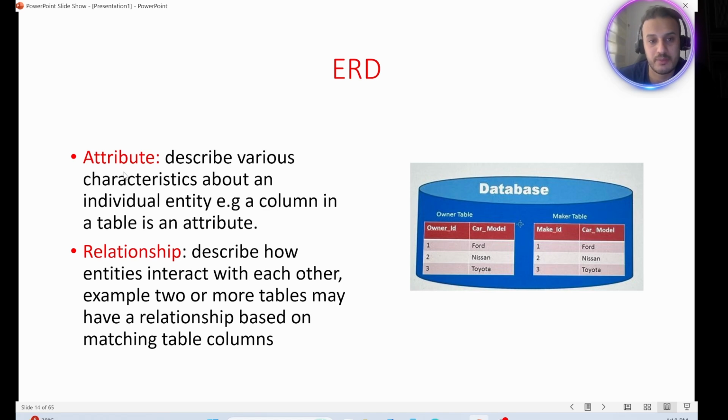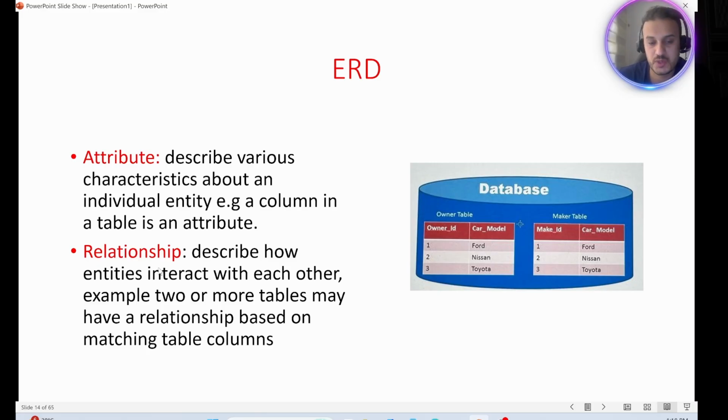What is an attribute? An attribute describes various characteristics about an individual entity. For example, a column in a table is an attribute. So we have the owner table and the maker table. These are the entities, these are the table names. Within this table, we have owner ID and car model, and these are the attributes. So what is the attribute? It is the column name. So car model is an attribute, owner ID is an attribute.